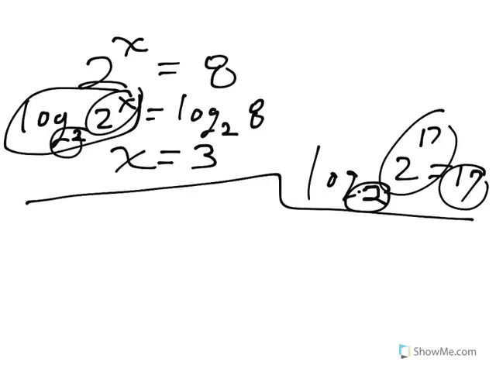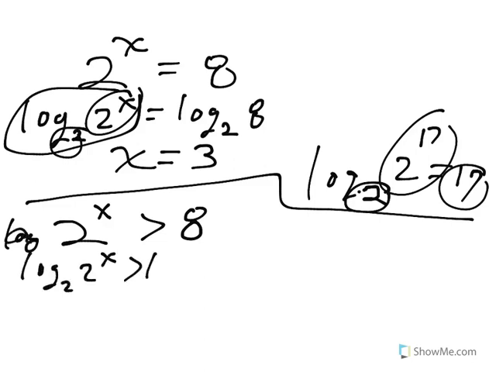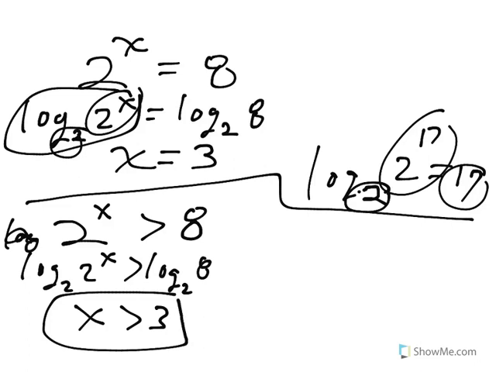Now if I change the equal sign to a greater than sign, we can do the same process. We can do the log base 2 of both sides. And we end up with x on the left and 3 on the right. But it gets a little more complicated than that. Here's a question: 1/2 to the x is greater than 8. And we can't quite do the same thing as before.